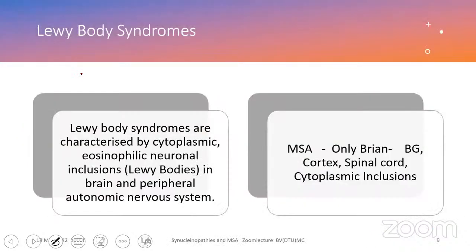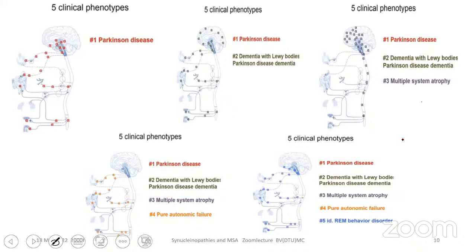So Lewy body syndromes are characterized by cytoplasmic eosinophilic neuronal inclusions in the brain and peripheral autonomic nervous system. But in MSA, which is our main topic today, only the brain, basal ganglia, cortex and spinal cord have cytoplasmic inclusions. So you can see the distribution of alpha synuclein. In Parkinson's disease, it is present in the peripheral autonomic nervous system as well as in the brain. And how is it different from Lewy body disease? Lewy body disease is also in the cortex. You can see that in the cortex.